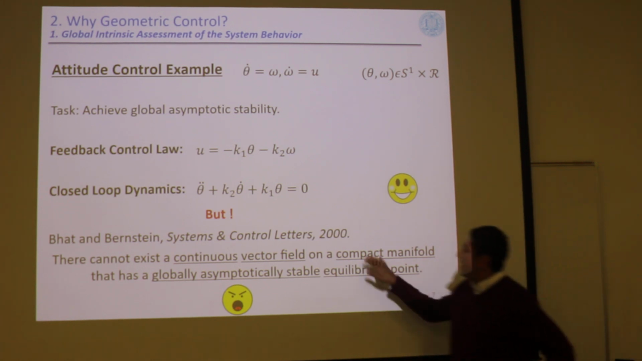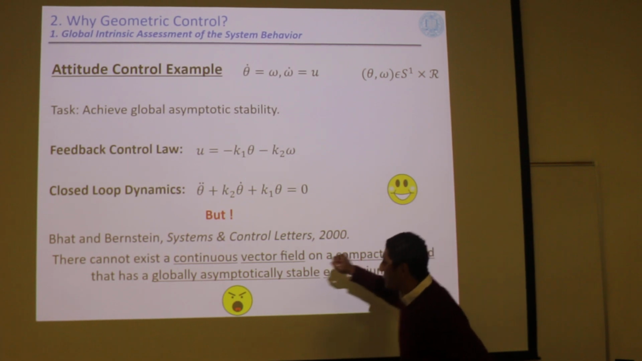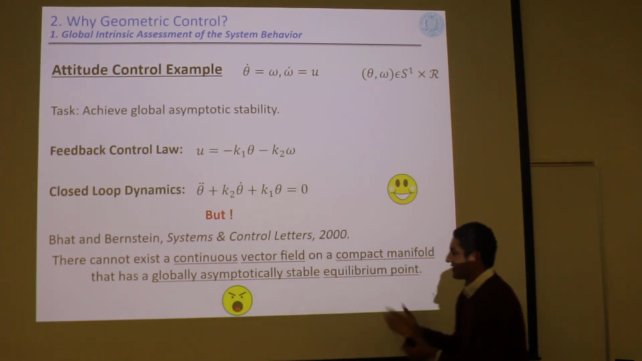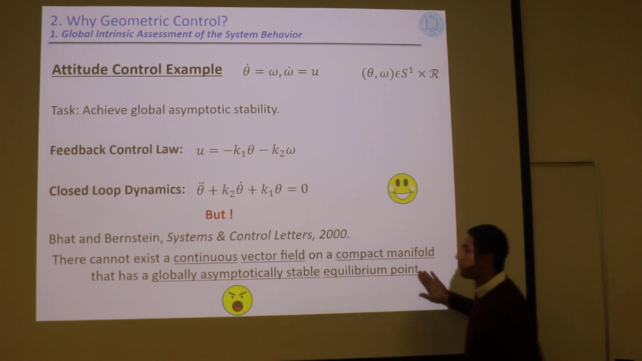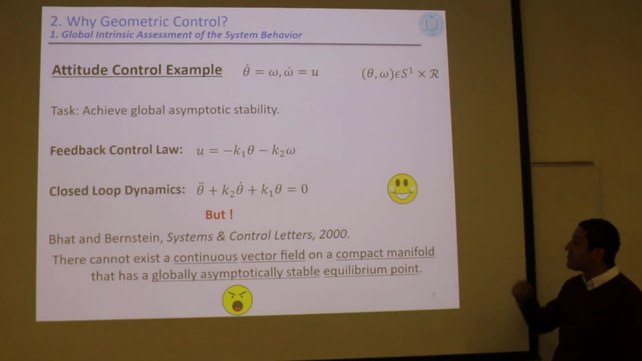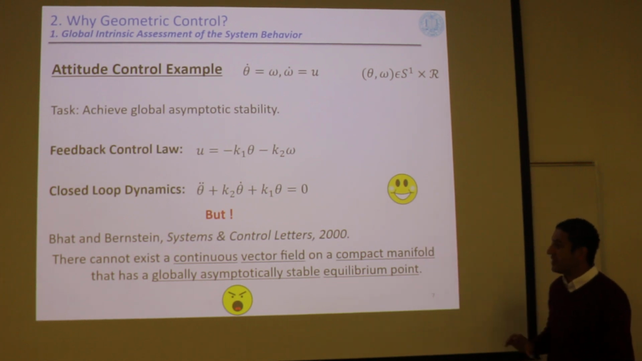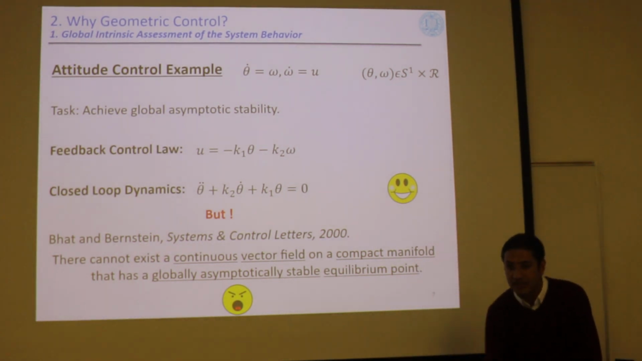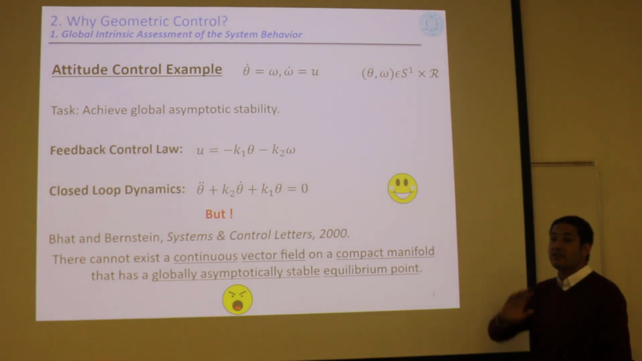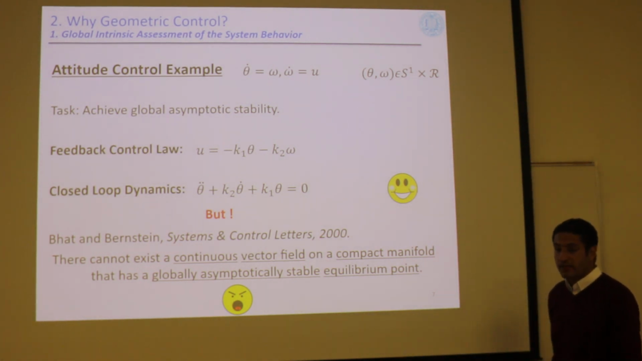Okay, if you have a system that has rotational degrees of freedom, and it's continuous, which almost all of our systems are, it can never have a globally stable equilibrium point. It can never have. This is a very strong result. It means that almost all your systems, you can never aspire to achieve global asymptotic stability. You can never achieve global stability. This is a very strong statement.